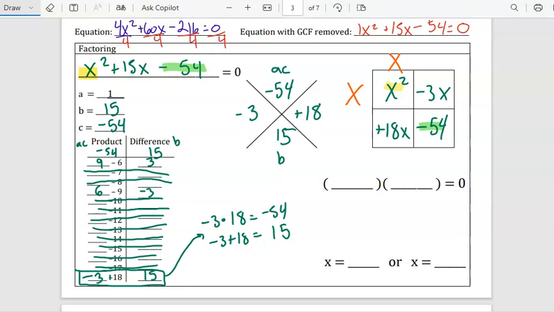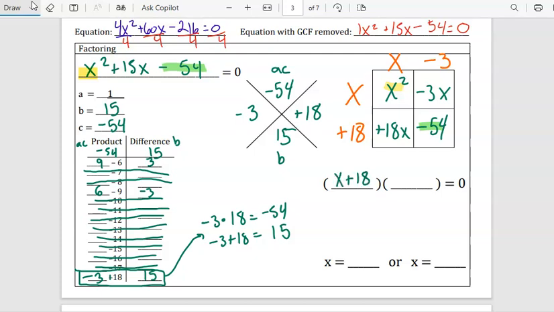The greatest common factor of negative 3x and negative 54 is negative 3. And then the GCF of 18x and negative 54 is 18. We could check this by finding the lengths and the widths: x times x, times negative 3, 18 times x, and then 18 times negative 3. That works. So those are your factors. We'll write those in the parentheses.